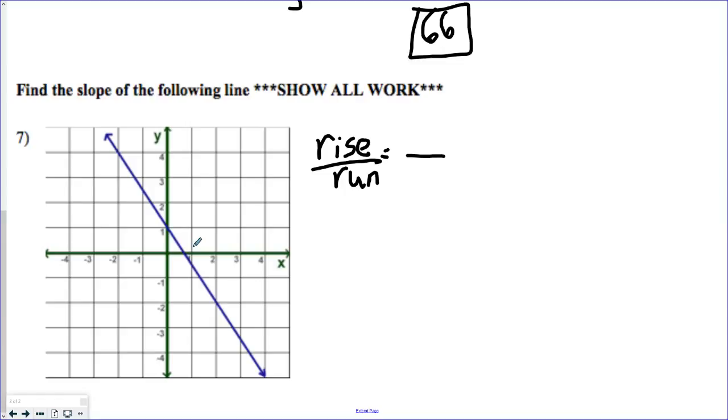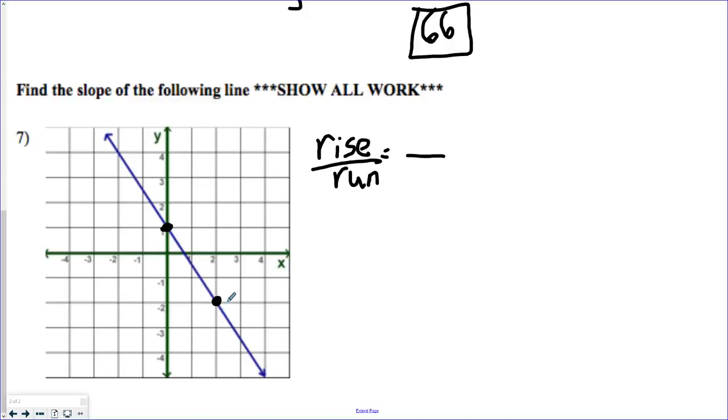Now the trick is that you can pick any 2 points on the line you want. Doesn't matter which 2 you pick as long as they're on the line. Now I would not recommend picking a point like this because I don't know exactly where this is. This could be like 0.5 or 0.6 or 0.7, and then upwards it could be like 0.4 or 0.3. So you want to pick points you know for sure are on the graph and you know the exact coordinates of. So in this case, I would pick, say, this point right here. I know exactly where that is. That's 0, 1. And this point right here, that's exactly 2, negative 2.